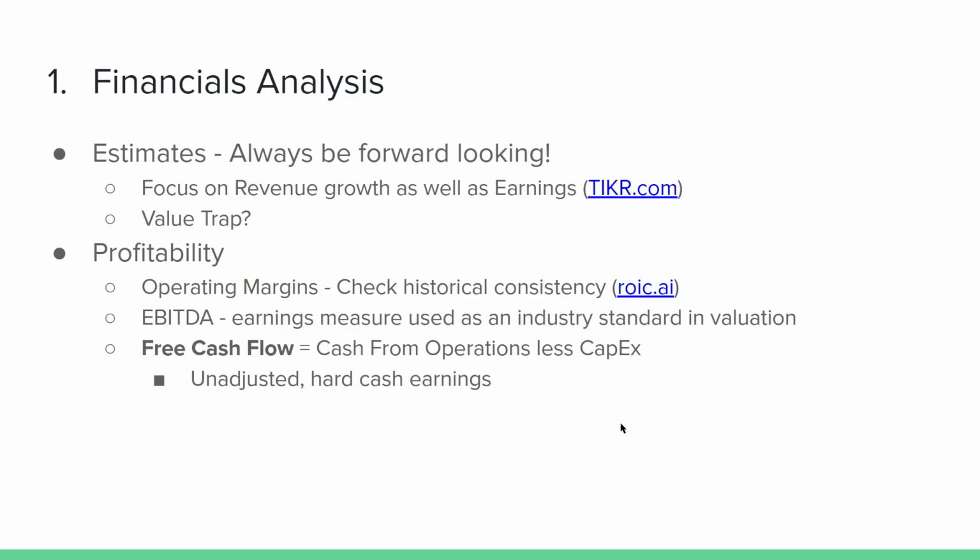Another metric of profitability, EBITDA, earnings before interest, taxes, depreciation, and amortization. This is a proxy for earnings and a measure used as an industry standard in valuation. Lastly, we'll look at free cash flow, which to me is the most important. That's just cash from operations less capital expenditures. This is unadjusted hard cash earnings. No non-cash adjustments being included in free cash flow.